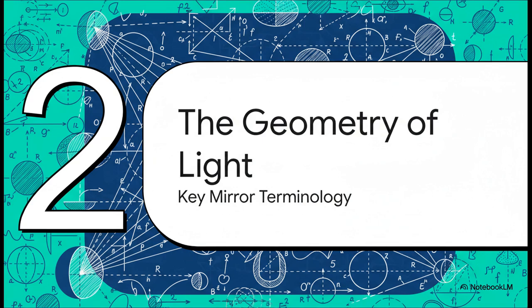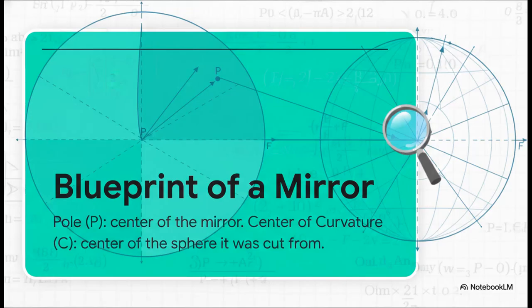To really analyze these mirrors, we need a common language, a set of rules. We have to define the terms we're going to be using. Okay, so every spherical mirror is basically just a slice of a perfect sphere. The pole, which we call P, is just the dead center of that mirror's surface. And the center of curvature, C, well, that's the center of the giant sphere the mirror was sliced from. These two points define the mirror's fundamental geometry.